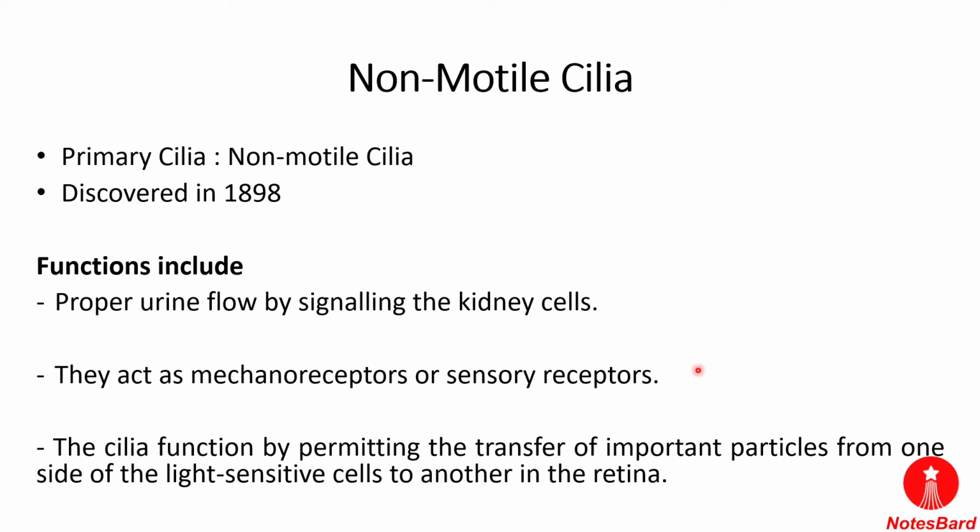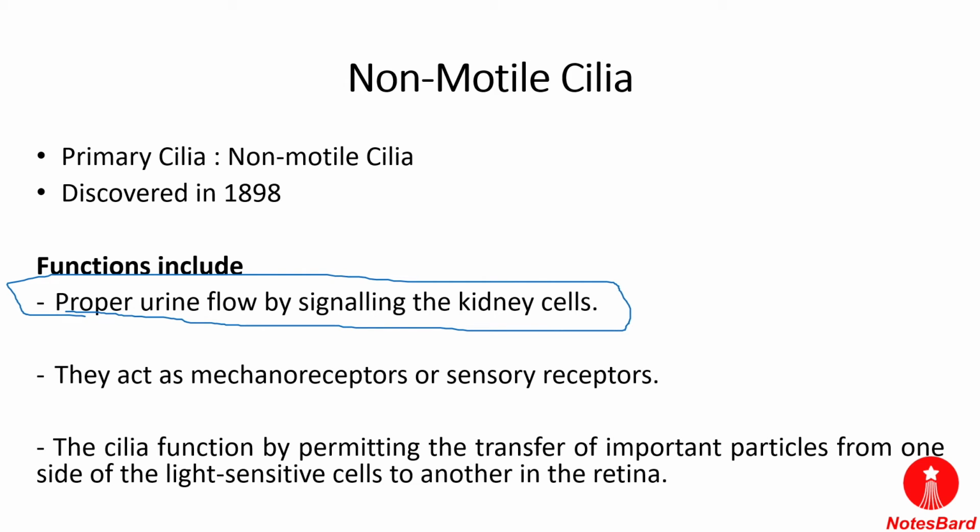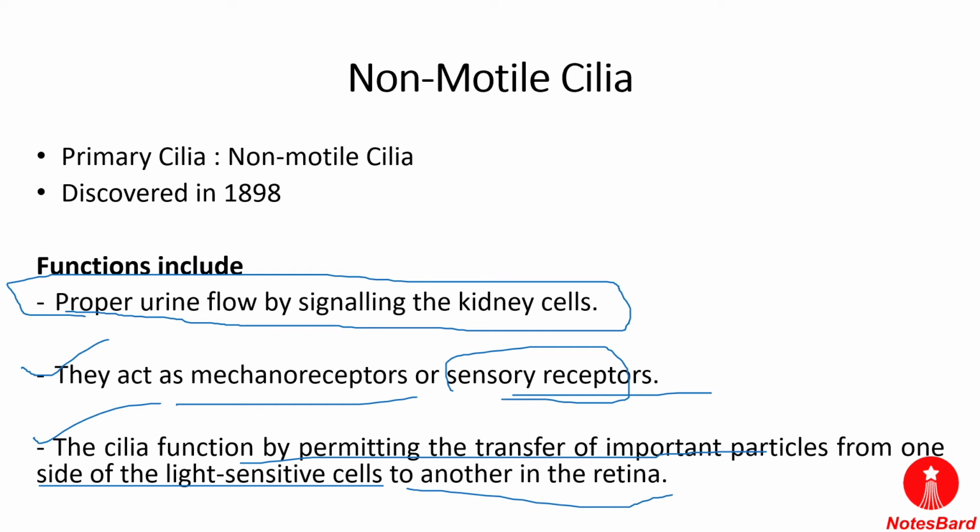These are the three functions of the non-motile cilia. The first is that it is used in proper urine flow by signaling the kidney cells. So it helps in the urine flow. They act as mechanoreceptors as well as sensory receptors. Now the cilia function by permitting the transfer of important particles from one side of the light sensitive cell to the other in the retina. So this is the role of non-motile cilia.